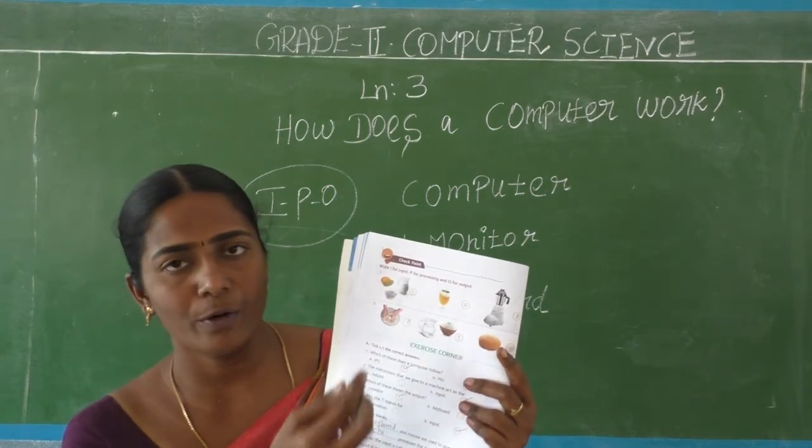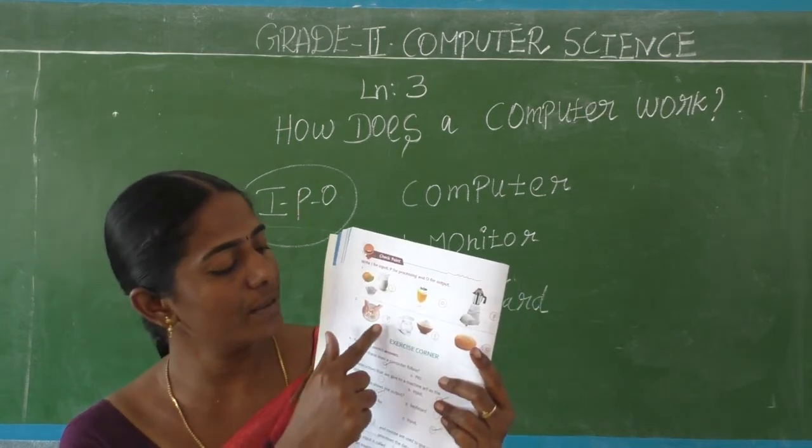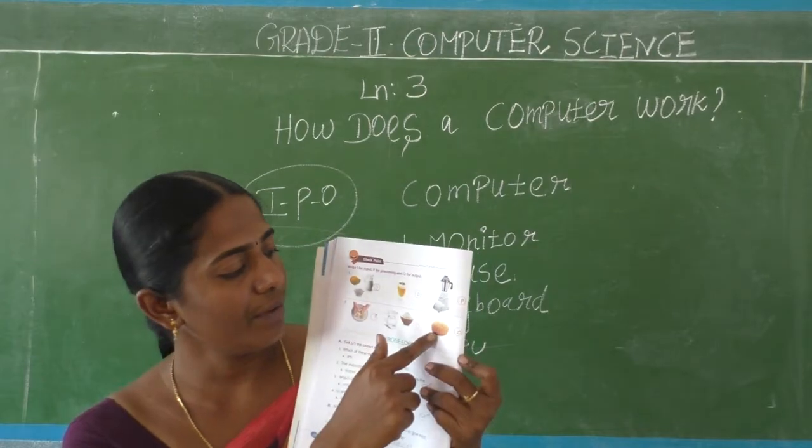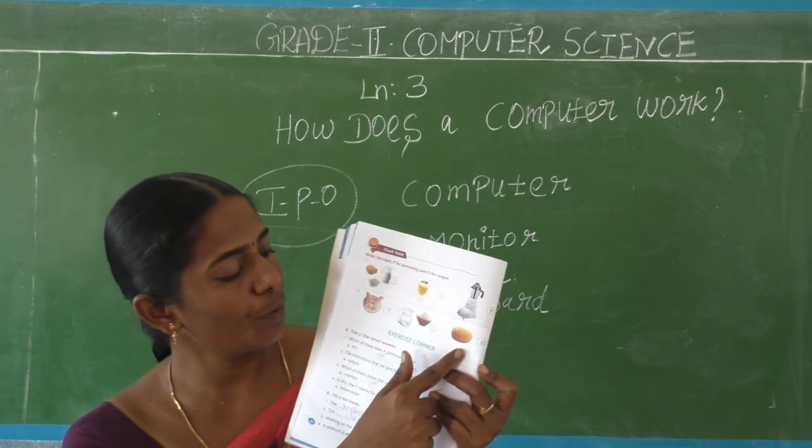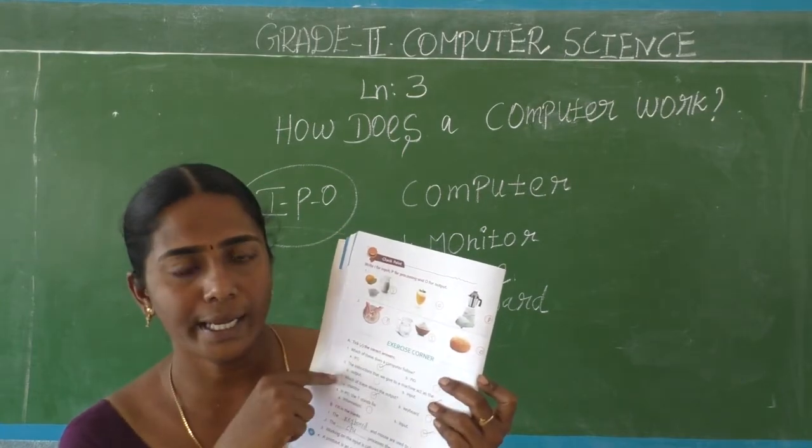இதை என்ன பண்ணுறாங்க, ஒரு பவுலில் போட்டு நல்லா மிக்ஸ் பண்ணுறாங்க இல்லையா, it is called the processing. After that we get that output. நமக்கு என்ன ஆயிடுச்சு, output இங்கே கிடைச்சிருச்சு.